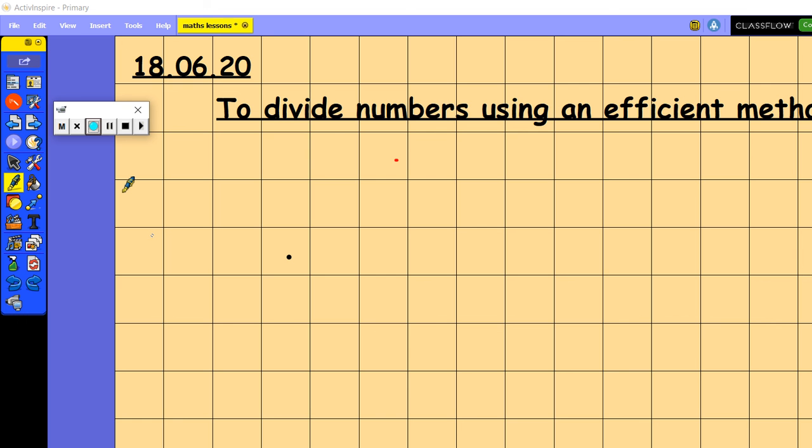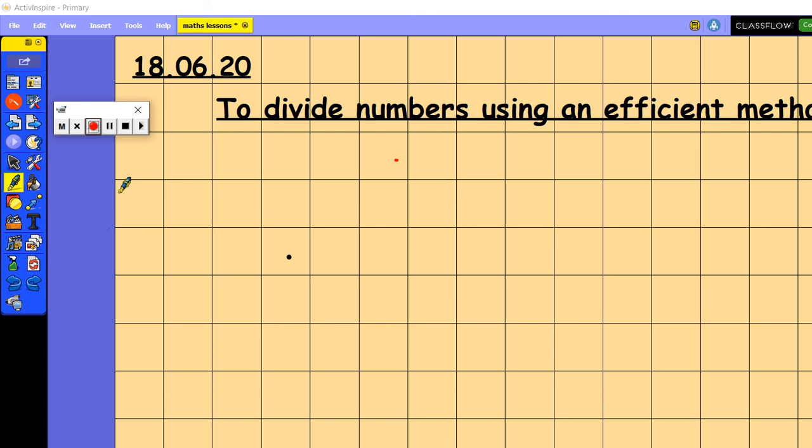So we're going to just look at doing some division this morning. We're going to look at dividing numbers using an efficient method. Now it's been quite a while since we've done any division, so we'll just recap and remind ourselves how to do it. And then I've got some questions for you to answer later.